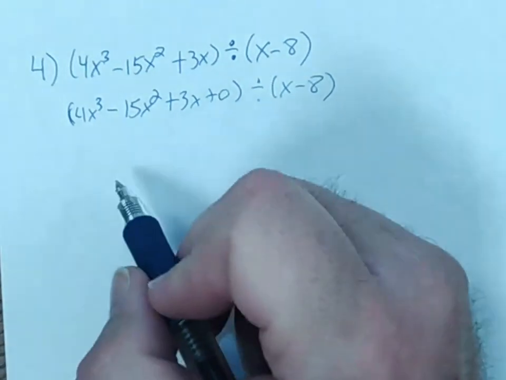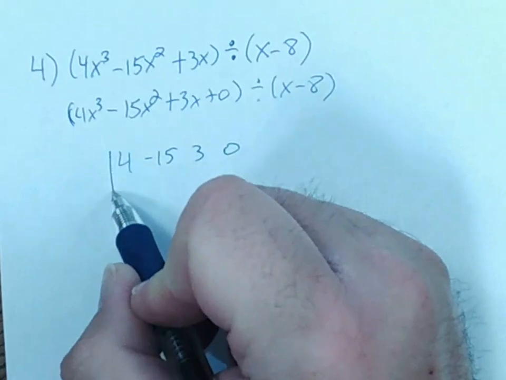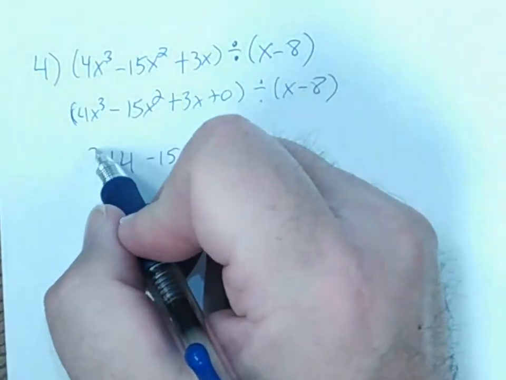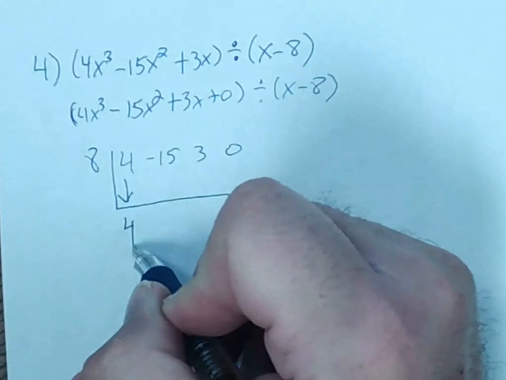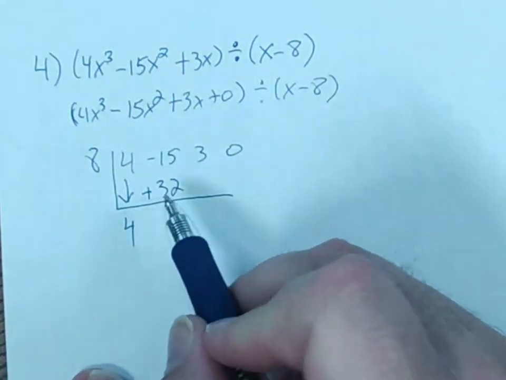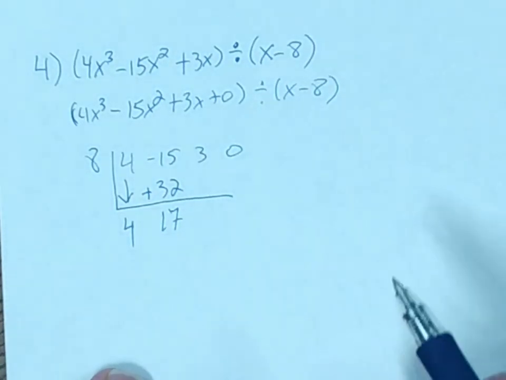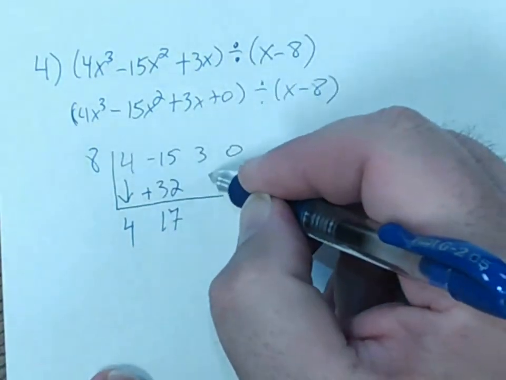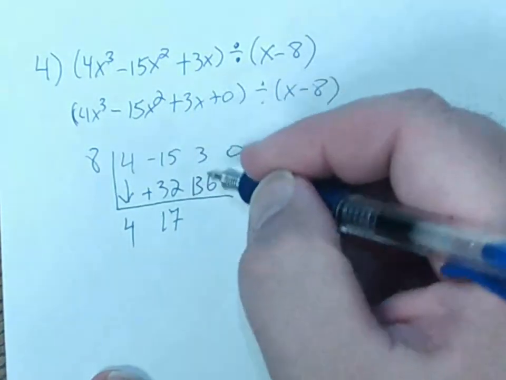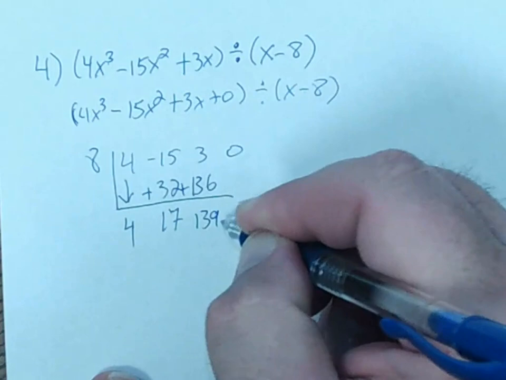Now I can do my thing. So 4, negative 15, 3, and 0. This is a negative 8 here, so I will write positive 8 here. We bring down the 4. 4 times 8 is 32. Negative 15 and 32 is 17. Oh, this is going to be big. 8 times 17 is 136. And 136 plus 3 is 139.